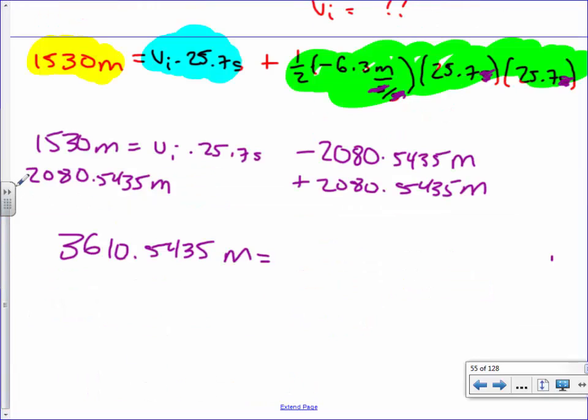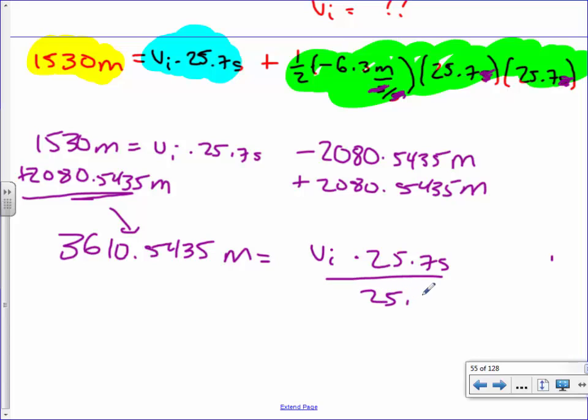Does that make sense how I've added these two numbers together here to give that one? What's left on the other side then? Well, VI multiplied by 25.7 seconds. Good. Now you need to divide by 25.7 seconds, on both sides.